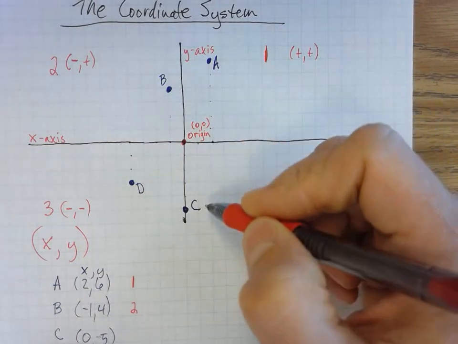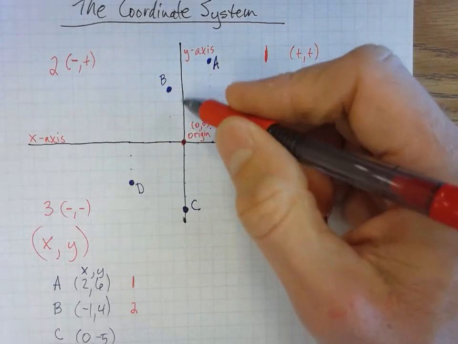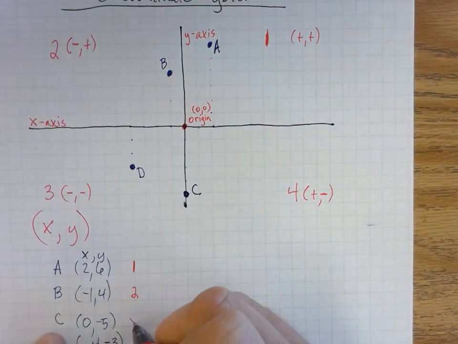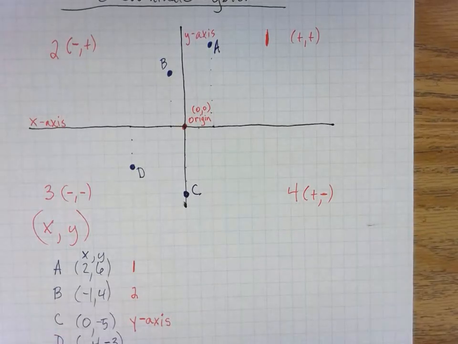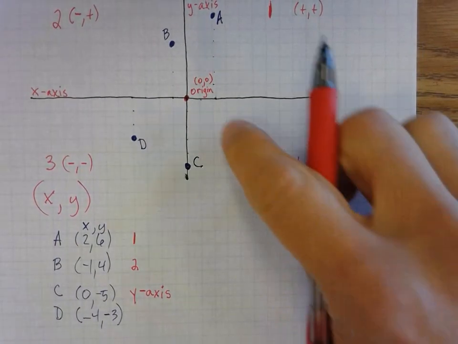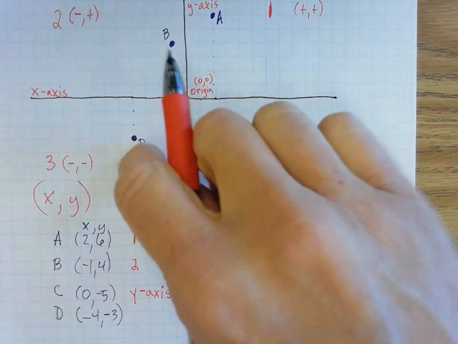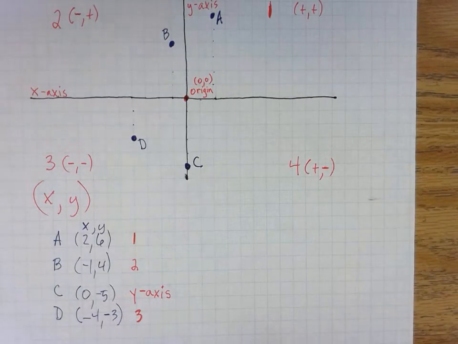For C, now there's the one you've got to do a little more work for. C is not actually in a quadrant. It's on the y-axis. So you're actually going to type in y, a little dash, axis. Make sure you spell it right, because if you don't spell it right, it'll count it wrong. Y-axis. And then D is -4, -3, which is in the third quadrant. So for that one, you just type in a little number 3.